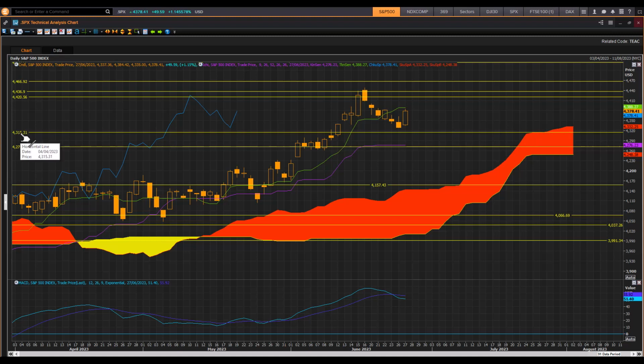4,315 is a support zone on the daily, as well as the turning line, the standard line of the cloud here, 4,276, and 4,248, the front end of the cloud here. These are the downside support targets if this consolidation lasts a few more days. You can note how they did not manage to break past these top end cloud chart resistance levels.